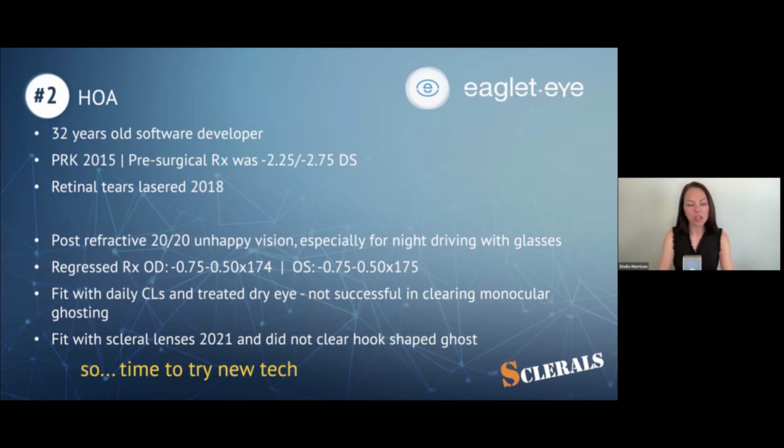Patients will notice this often when they're driving at night, because the pupil will then get bigger in darker illumination, and that really is a window for the aberration from refractive surgery or other corneal irregularities to get right into the vision. And so we decided to try a new tech.